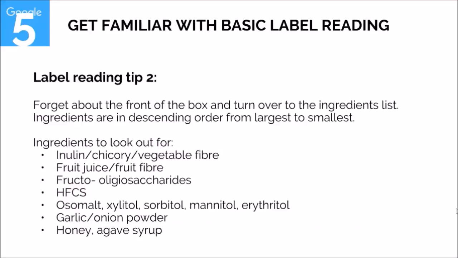Tip number 2, forget about the front of the box and turn over to the ingredients list. Okay, ingredients are listed in descending order from largest to smallest. So ingredients to look out for, in particular, are inulin, chicory, vegetable fiber, fruit juice, fruit fiber, fructooligosaccharides, high fructose corn syrup, isomalt, xylitol, sorbitol, mannitol, erythritol, garlic and onion powder, and honey and agave syrup, to name a few.